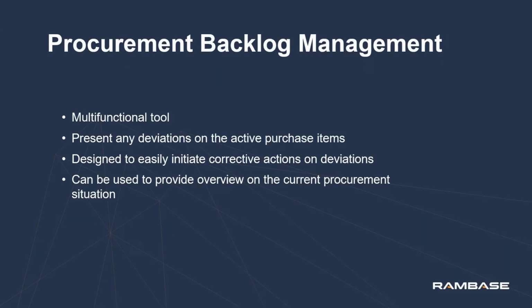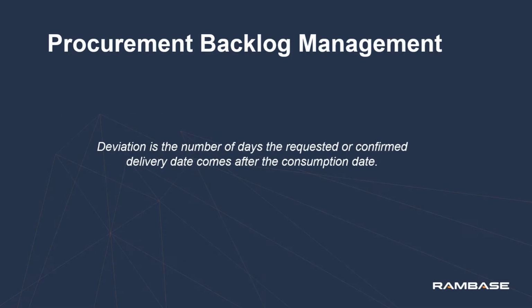The Purchase Backlog Management is a multifunctional supporting tool that is designed to help the procurement department. Its main feature is presenting any deviations on active purchases, and it has been designed to easily initiate corrective actions directly from the application. The application can also be used to get insight on all the active purchases. The term deviation in this setting is the number of days the date of delivery requested or confirmed comes after the date of consumption.